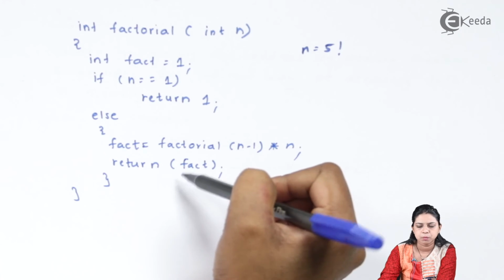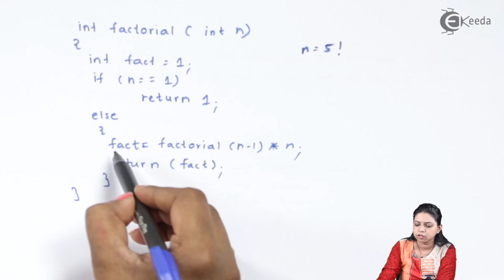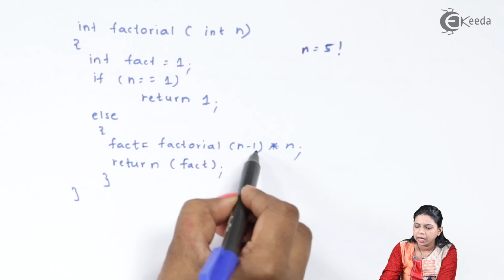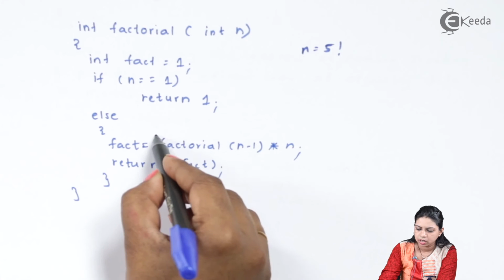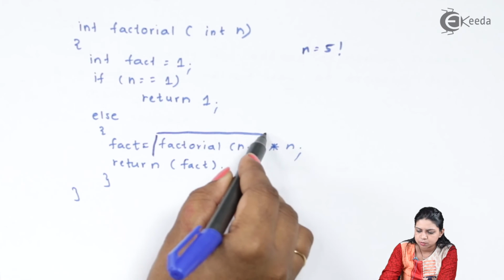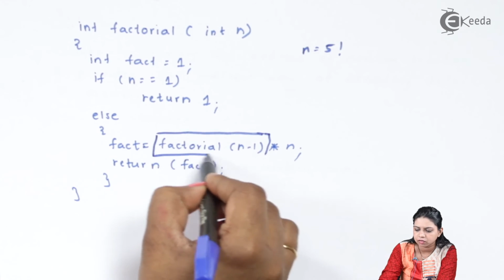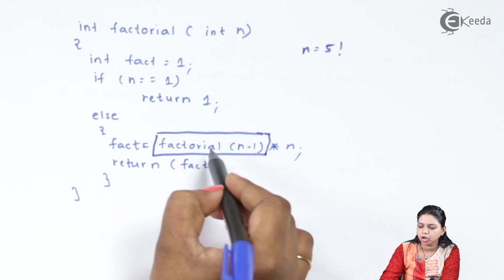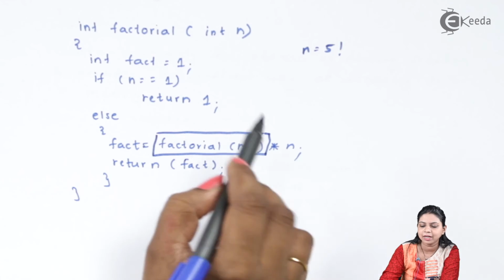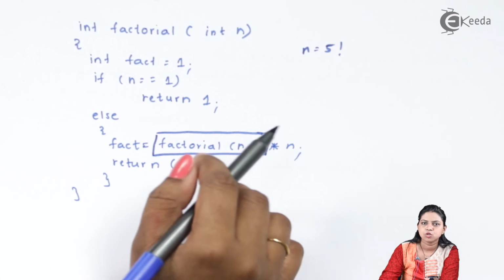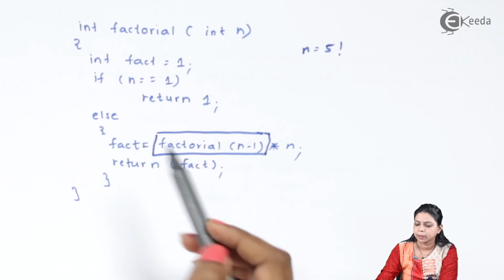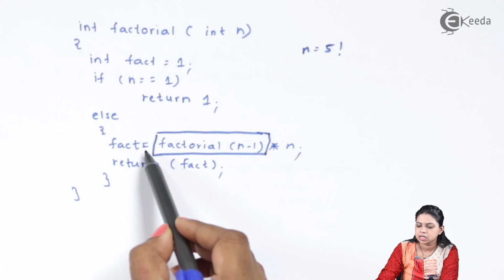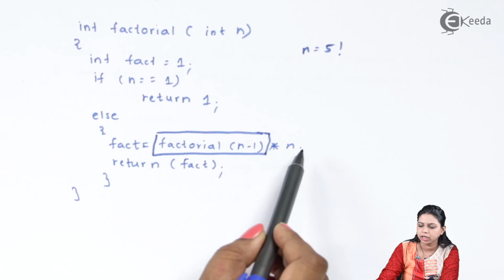inside the next part. Now in the next part, what they have written is fact is equal to factorial(n minus 1) into n. Now see here, this particular thing is nothing but again a function call. So you are calling the factorial function again inside the factorial function, and I will call it recursion.